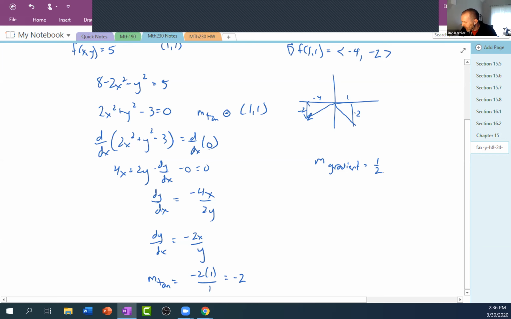We have the tangent line there. We could find the equation for the tangent line, and then we could parameterize that, right? Calc 3 stuff.